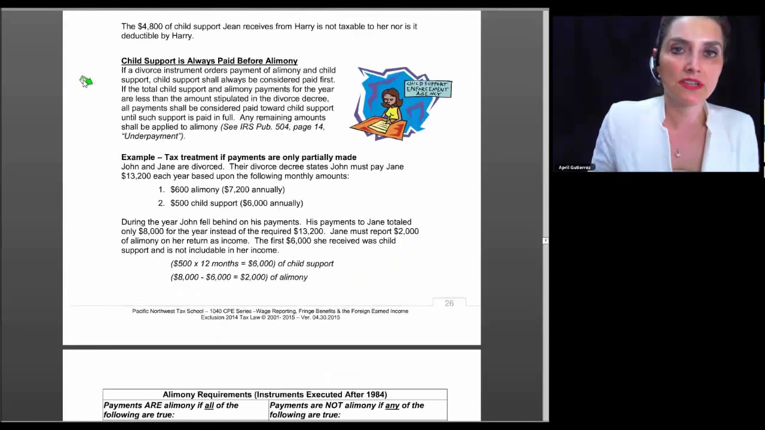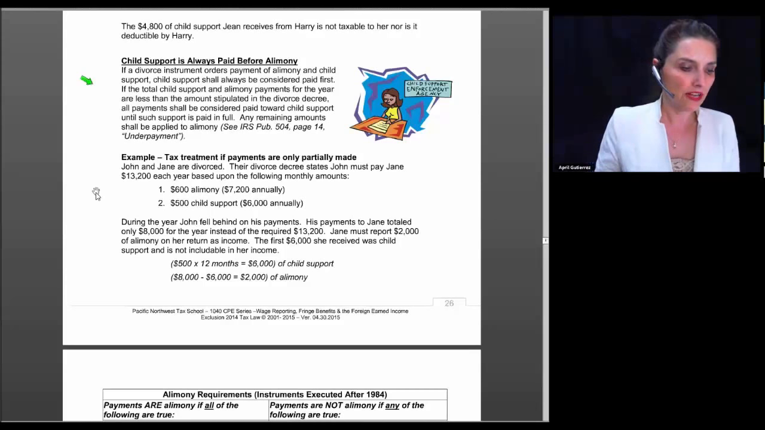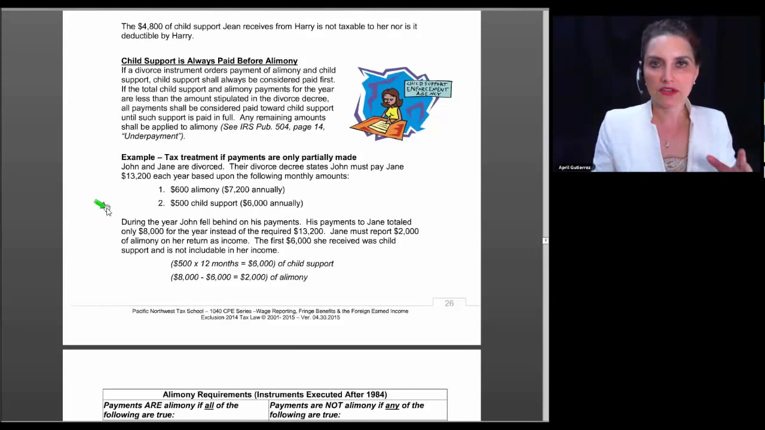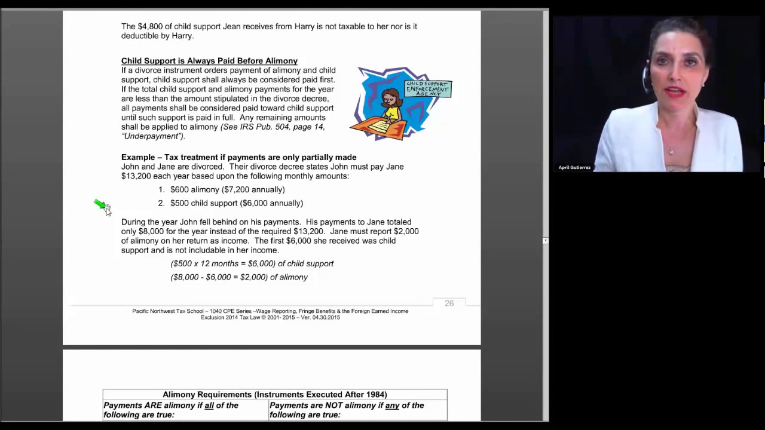Now, child support is always considered to be paid before alimony. So if a certain amount is due each year combined for alimony and child support, but payments fall short, then all payment is applied to child support, and anything in excess of the child support for the year then would become alimony. And here is an example.